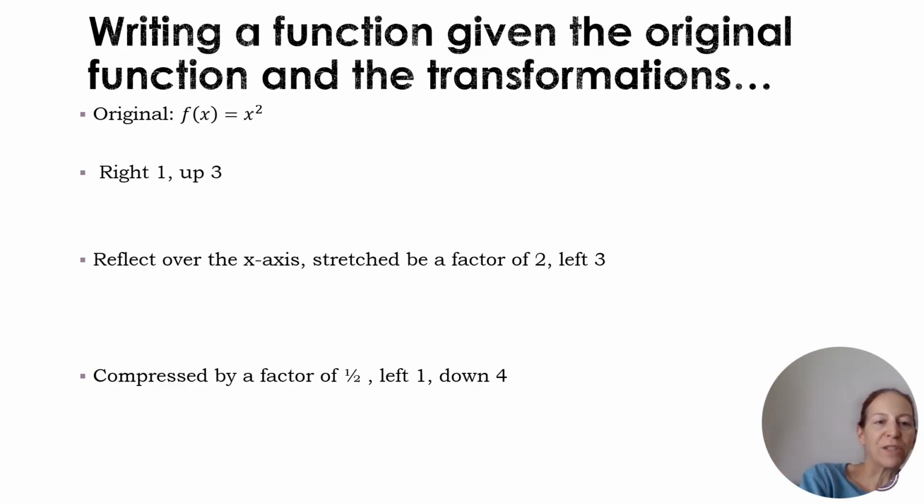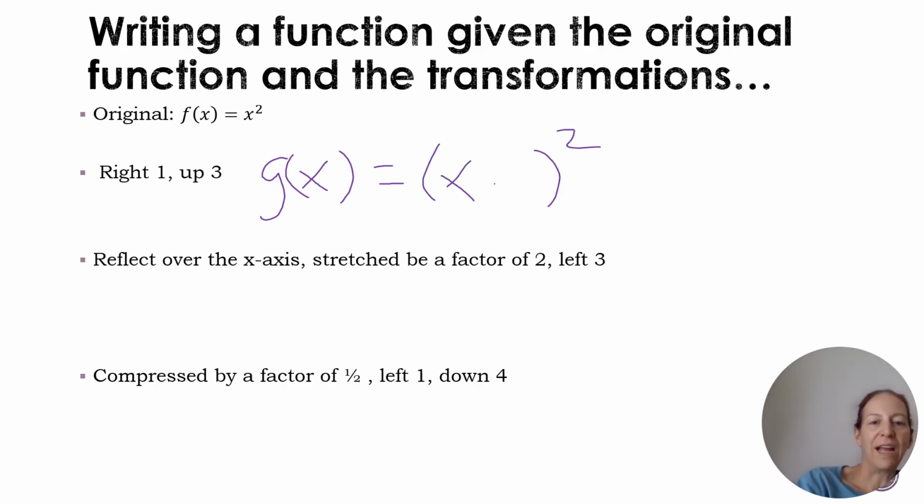So we'll call the new function g of x. To make a function go right 1, I subtract 1 from the inside. To make a function go up 3, I add 3 to the outside. And that is it. That is all you need to do. It's just going in the other direction. So instead of me giving you this and you telling me it goes right 1 and up 3, I'm telling you right 1 and up 3, and you're putting that information into the equation in the right spot.